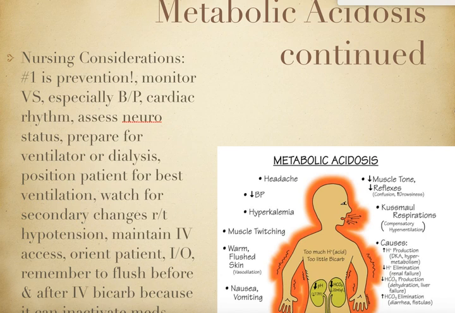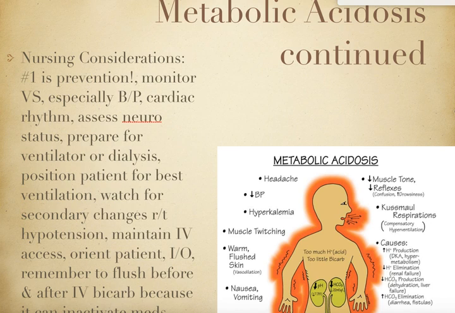Tests. ABG is key. You're going to have a pH less than 7.35, PaCO2 of less than 35 or normal. EKG changes related to the hyperkalemia. Remember that the hyperkalemia is due to excess hydrogen ions moving into the cells, pushing the potassium out of the cells. In DKA, you're going to have increased blood sugars, increased ketones, increased lactic acid, increased anion gap.